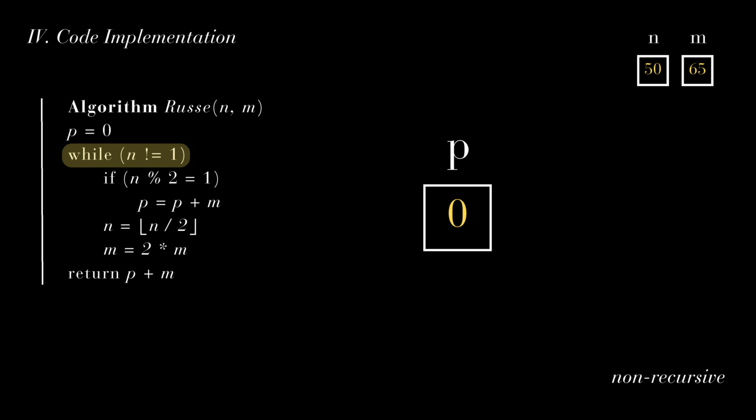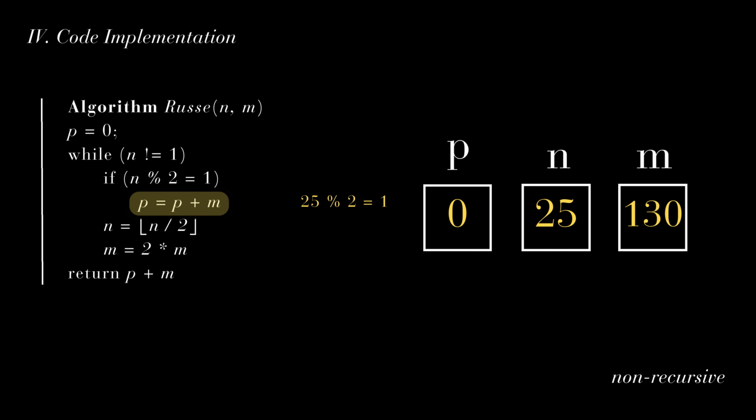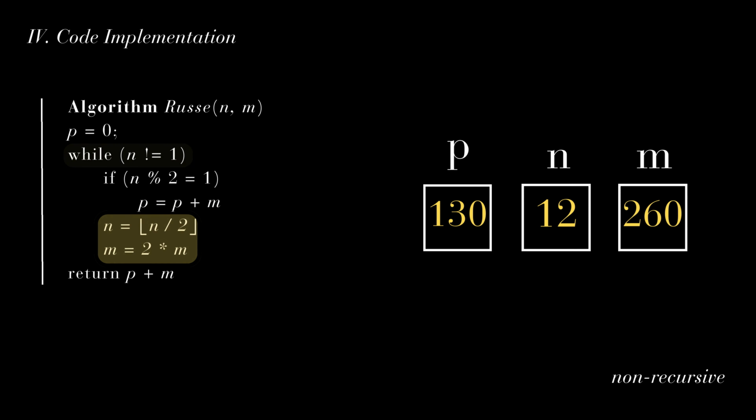have a variable that carries the result and then loop on the first number until it becomes 1. In this while loop, check if n modulus 2 is 1. If so, add the m to the result, and if not, jump over this step and perform these two steps: n equals the floor of n over 2, and m equals 2 multiplied by m. Iterate again until n becomes 1, and eventually return p plus m. And this will be the product of the two numbers that you will need to multiply.